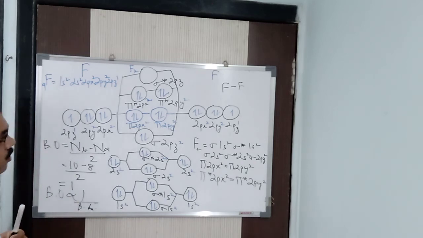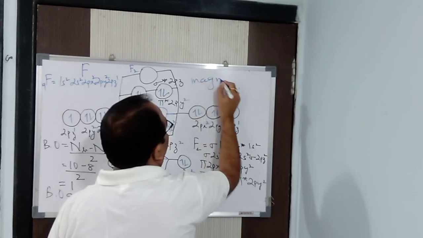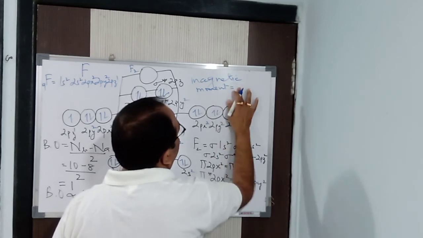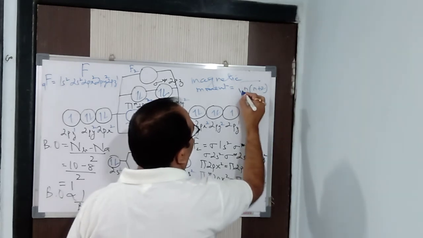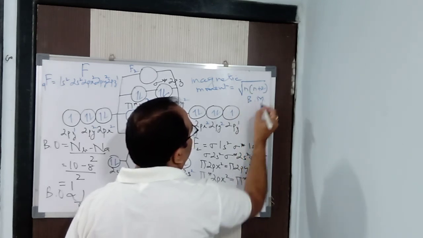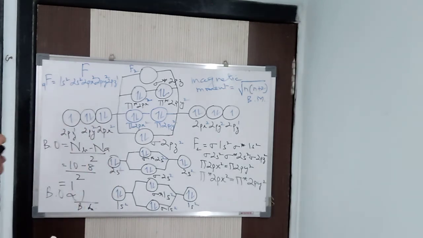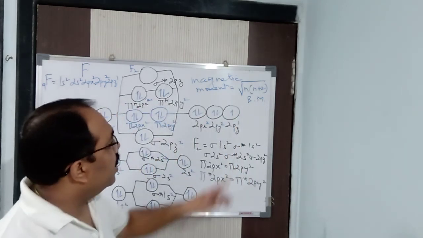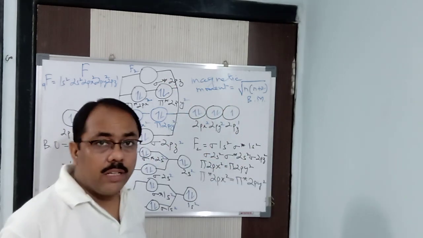Magnetic moment is calculated by using the formula root over of n into n plus 2 BM. BM means Bohr's magneton, that is a unit. This is the magnetic moment. N stands for the number of unpaired electrons. By this we can calculate the magnetic moment.